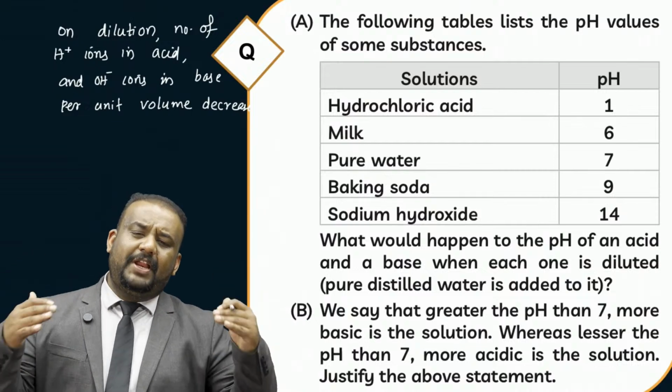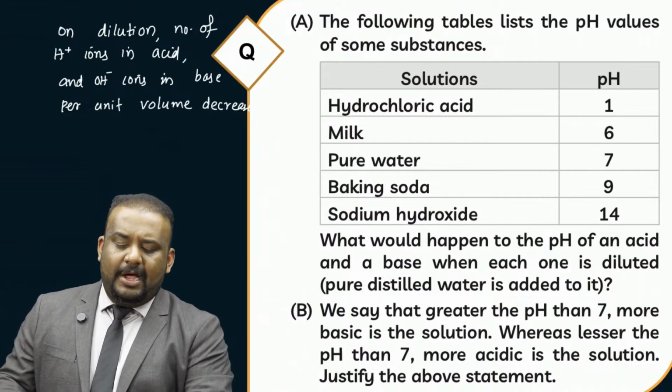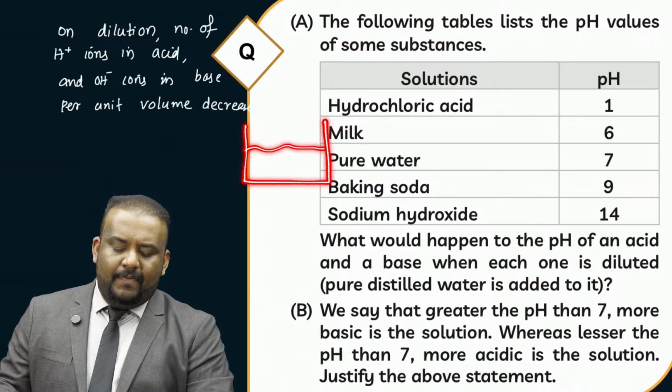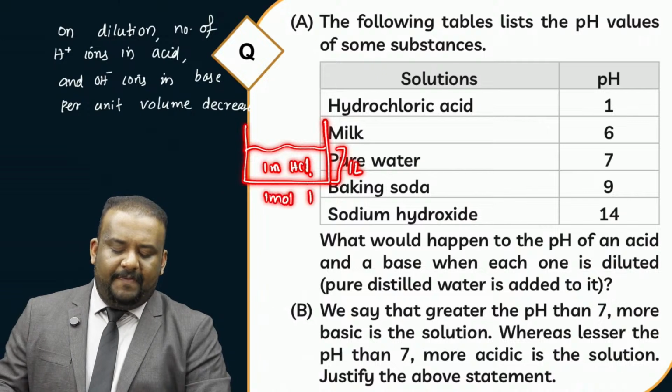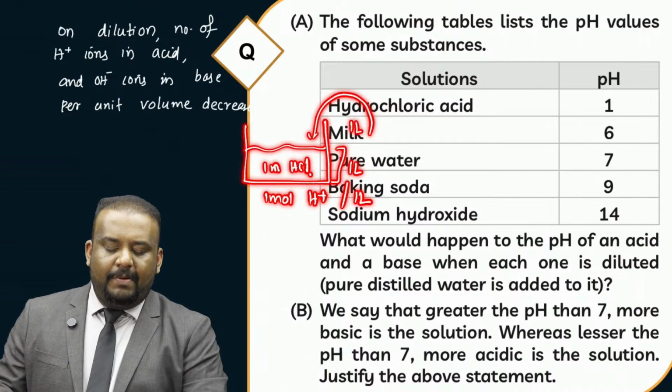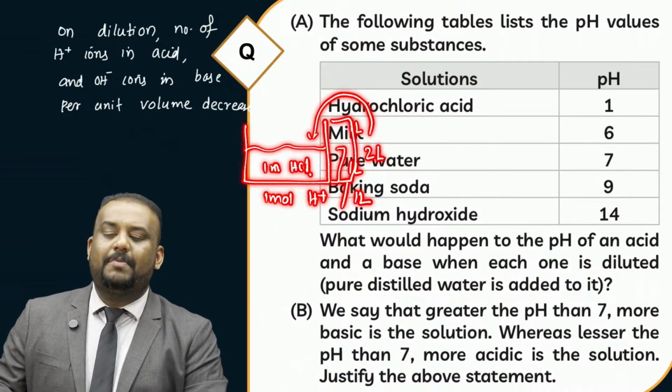Unit volume means in every liter of water. Say for example, I have a beaker which is having 1 liter of 1 molar HCl. What is the meaning of that? It means 1 mole of H plus ions is there in 1 liter. Into this, if I am adding 1 more liter of water, the total volume will become 2 liters.